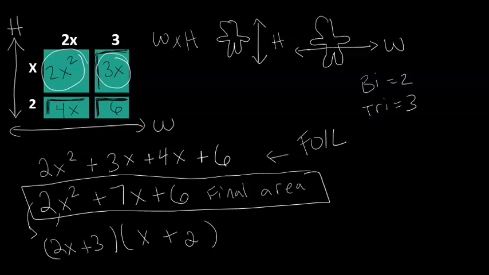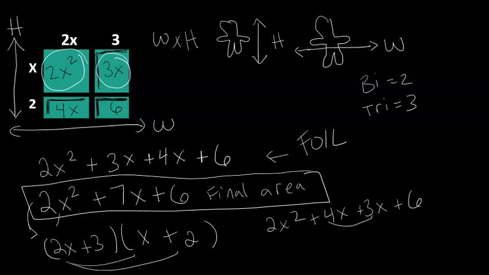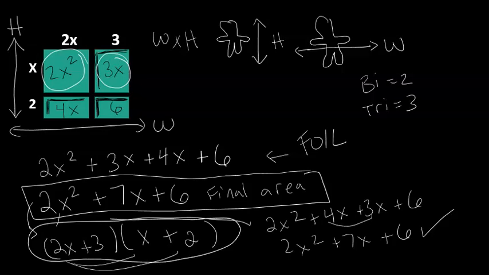So first is 2x squared, right? Outer is 4x, inner is 3x, and last is 6. And I got these two, 2x squared plus 7x plus 6. Cool, it checks out, right? This is my binomial. This right here is my binomial.